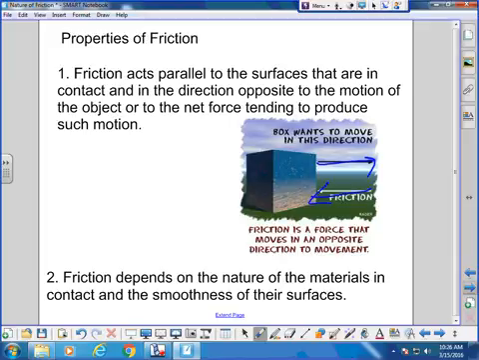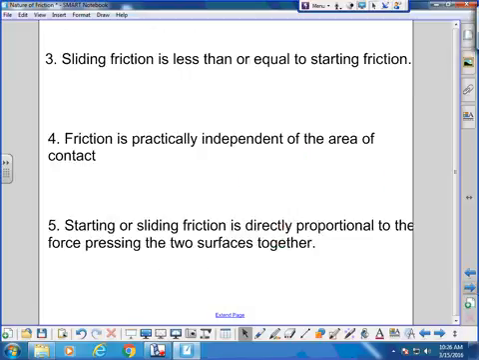Friction depends on the nature of the materials in contact and the smoothness of their surfaces. You probably know there's different types of sandpaper, your 200 grit, your 400 grit, and actually the lower the number, the grittier it is, right? Am I right, Billy? Yeah. So the smoother the surface, more friction, up to that point where you get that suction effect. Sliding friction is less than or equal to starting friction. I mentioned that already.